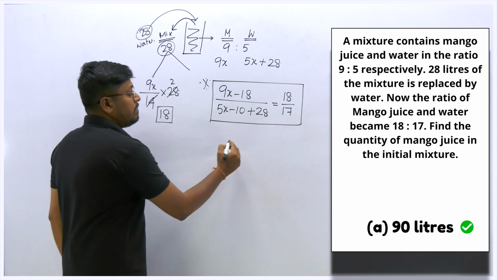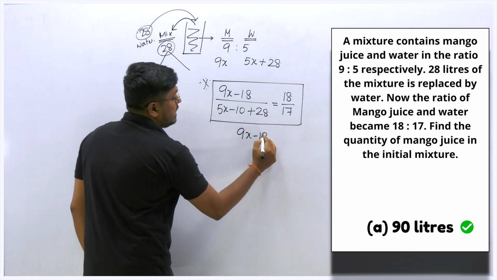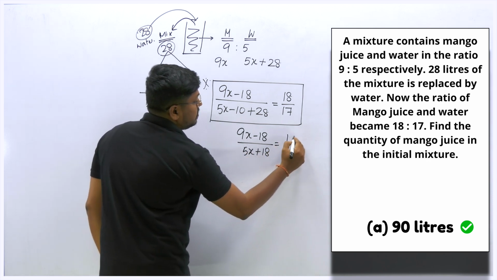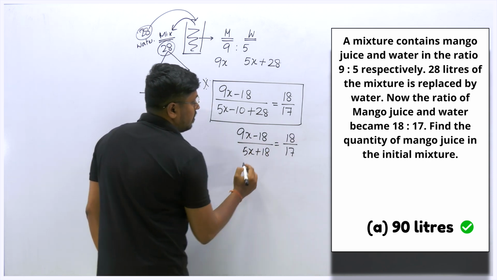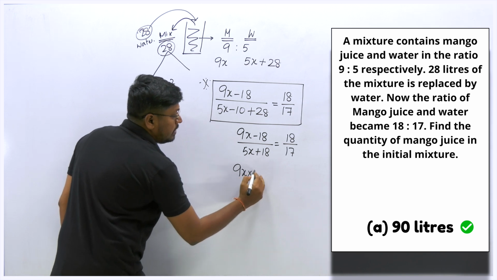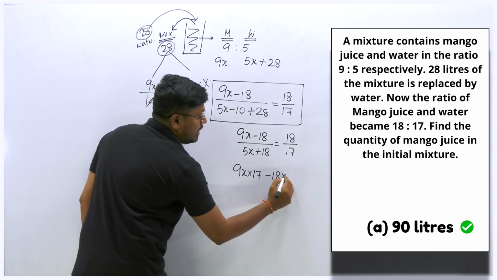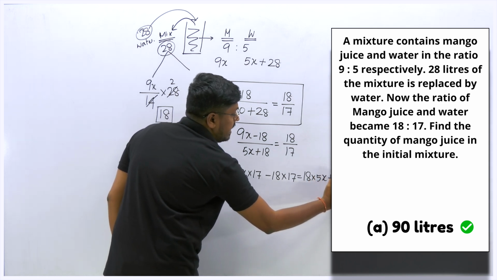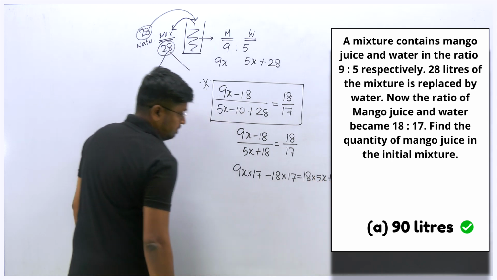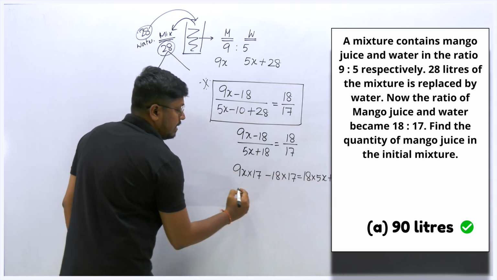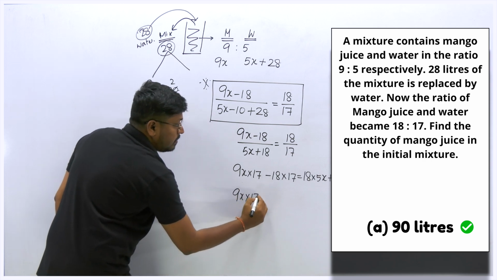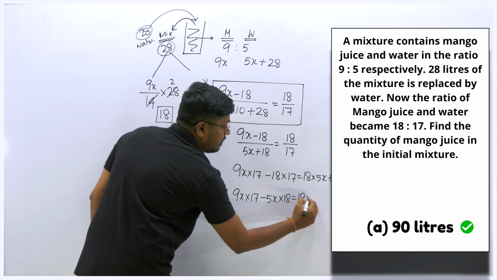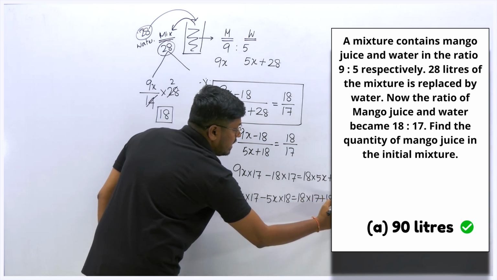So now we need to simplify it. 9x minus 18 divided by 5x plus 18 is equal to 18 by 17. So cross multiply: 9x into 17 minus 18 into 17 is equal to 18 into 5x plus 18. So bring this towards the left-hand side: 9x into 17 minus 5x into 18 is equal to 18 into 17 plus 18 into 18.